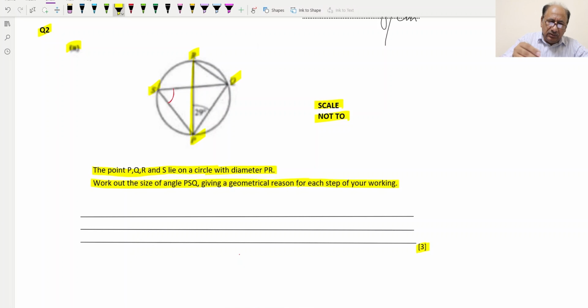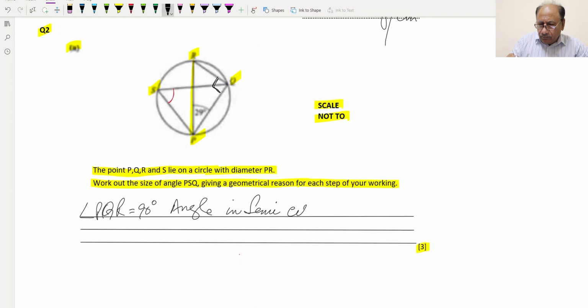So we can understand in this way that angle PQR, we know, is this angle which is 90 degrees, and the reason is angle in a semicircle. So we can write angle PQR is equal to 90 degrees, angle in semicircle is equal to 90 degrees.